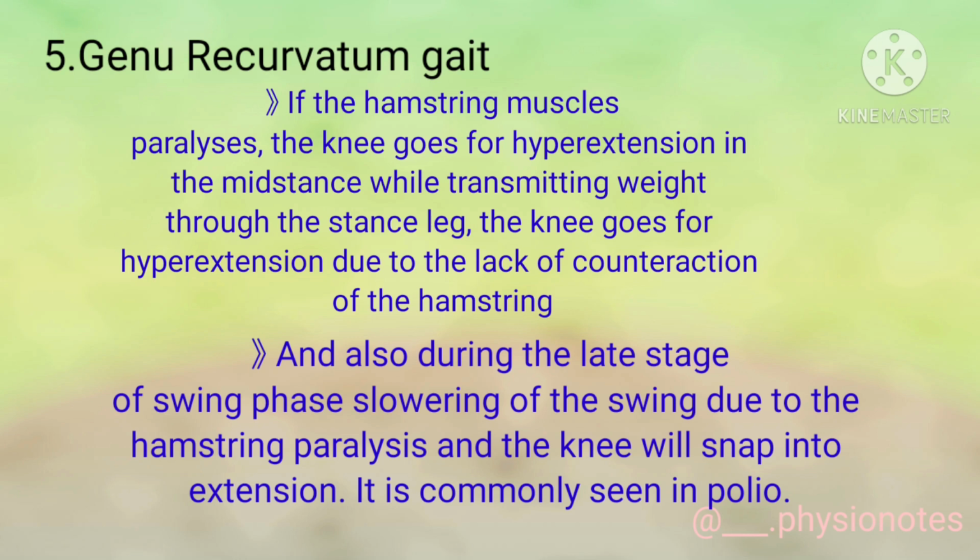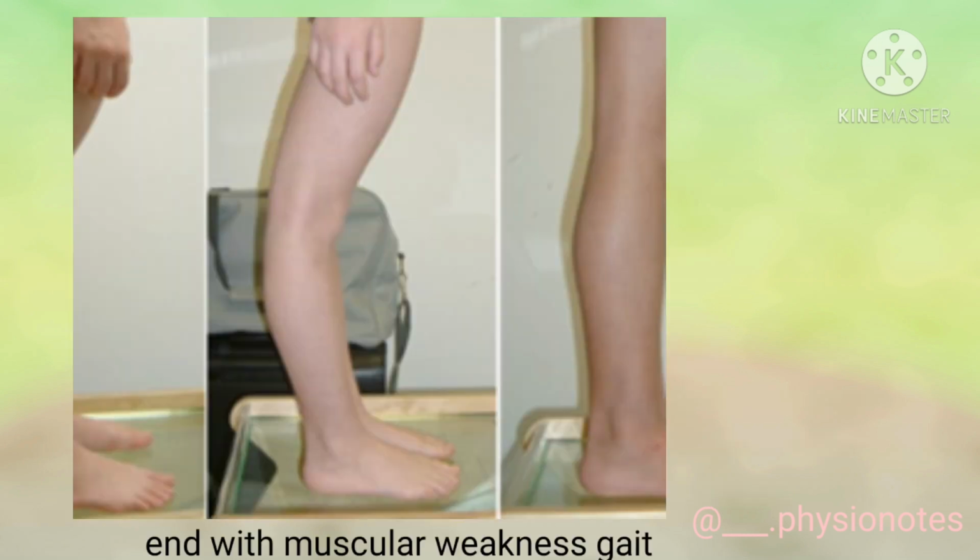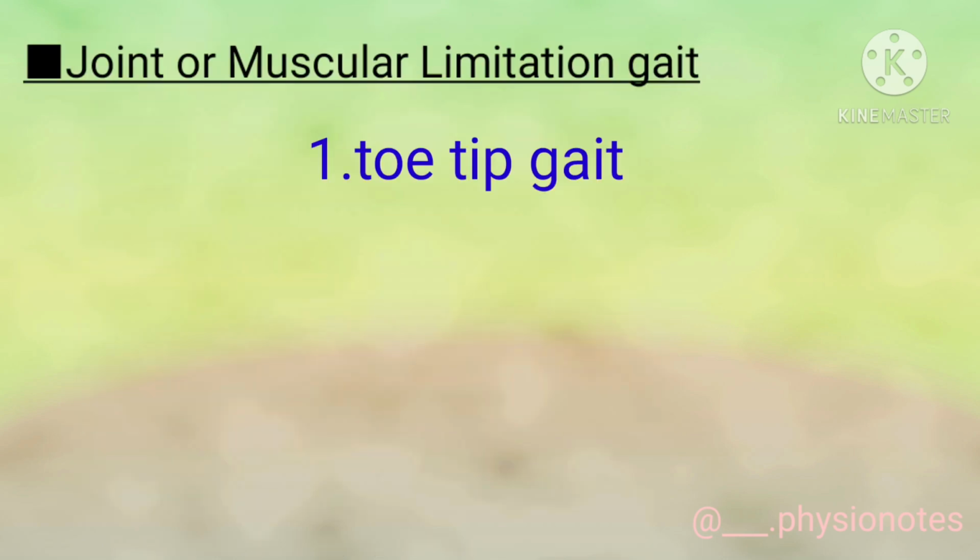Fifth, genu recurvatum gait. If the hamstring muscle is paralyzed, the knee goes into hyperextension in mid-stance while transmitting the weight through the stance leg. The knee goes into hyperextension due to the lack of counteraction of the hamstring muscle. Also, during the late stage of swing phase, the swing slows due to the hamstring paralysis and the knee snaps into extension. It is commonly seen in polio patients. You can see the patient's leg or knee is in full hyperextension. Here we end the muscular weakness gait.